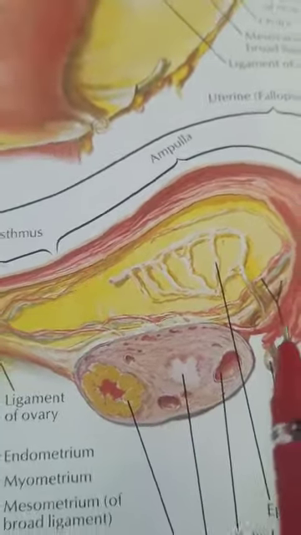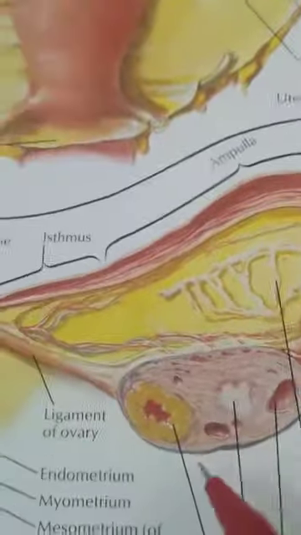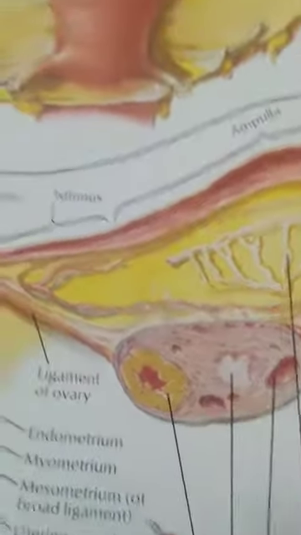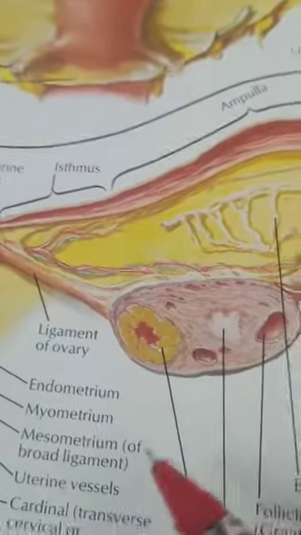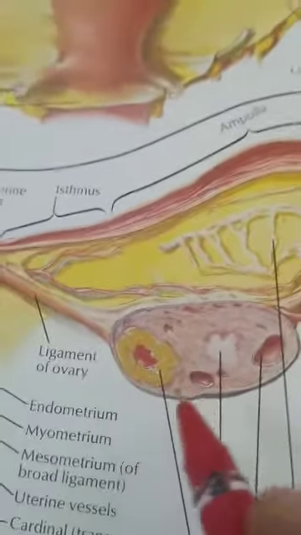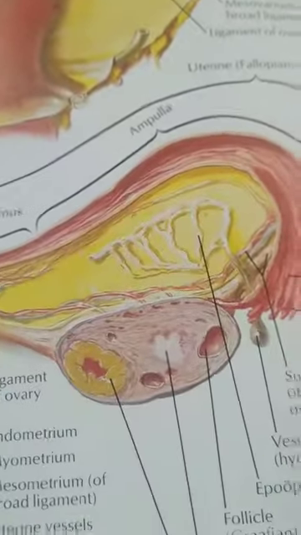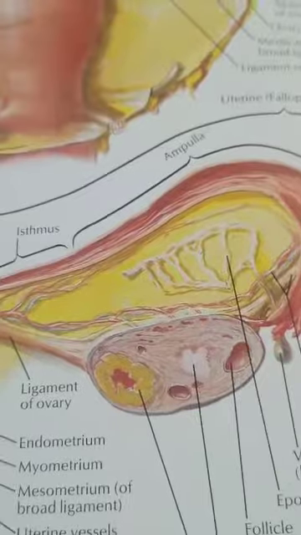Chocolate cyst can also be seen in the ovary in some cases. And carcinoma of the ovary is also a common case. So these are the applied aspects for the ovary. Now we can see the uterine tube.